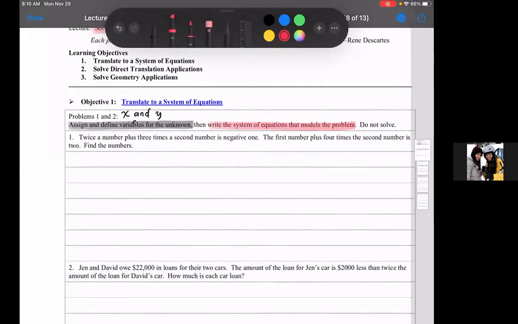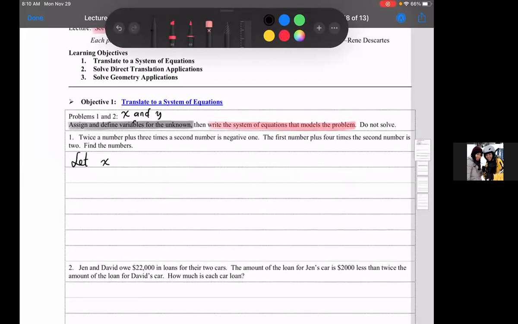We don't have to solve. So let's start with this one. Twice a number plus 3 times the second number is negative 1. The first number plus 4 times the second number is 2. Find the numbers. So first of all, I'm going to define the numbers.